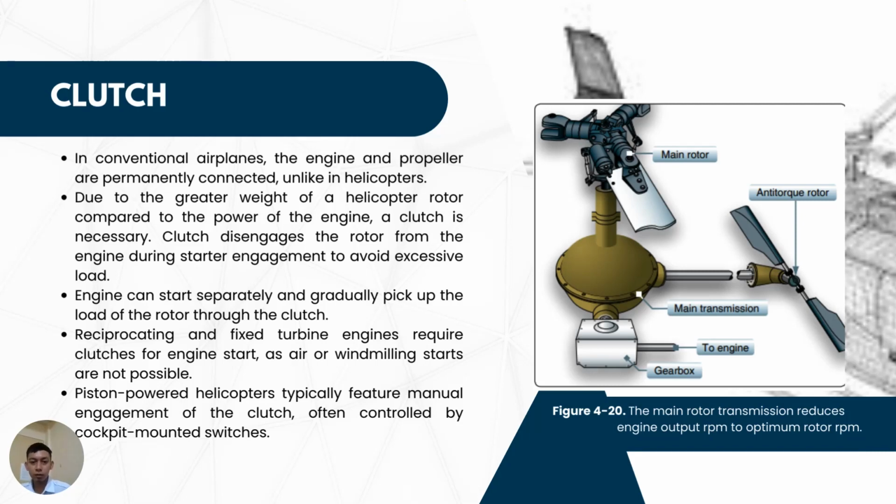So as you can see on the right side of the PowerPoint is figure 4-20, the main rotor transmission, which reduces the engine output RPM to optimum rotor RPM. On the top part is the main rotor. The middle one is the main transmission, which is where the anti-torque rotor is connected, and below is the gearbox, which is connected to the engine.